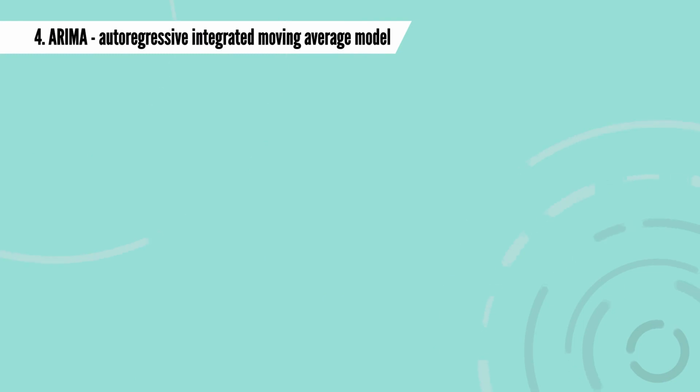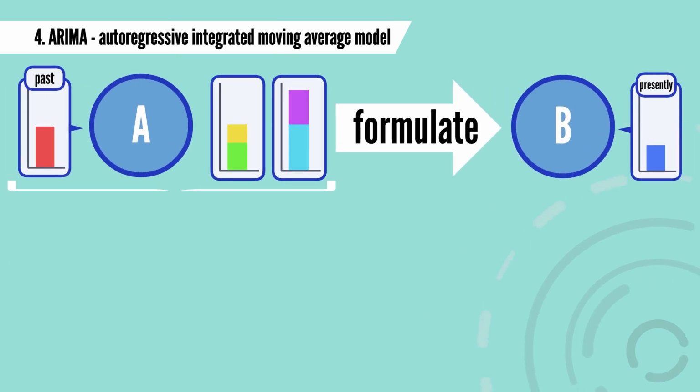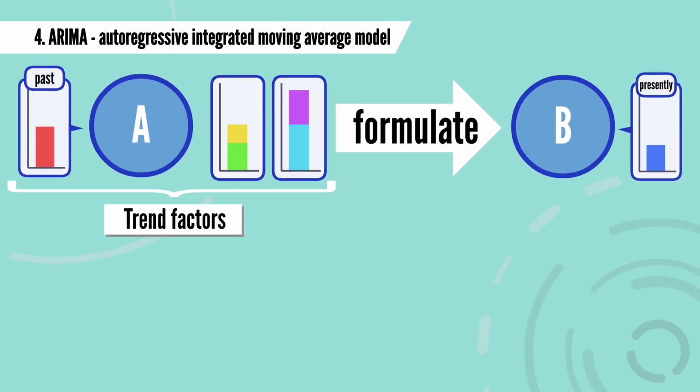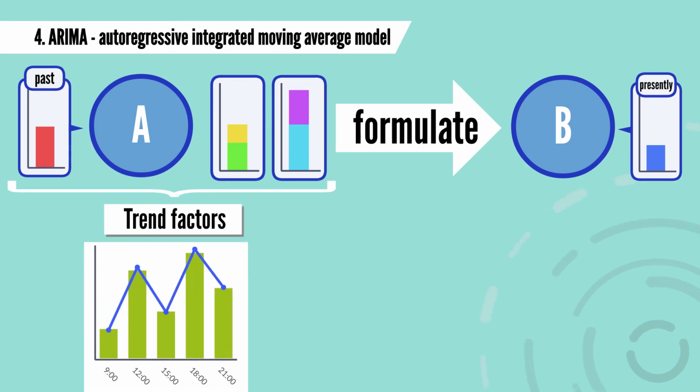4. ARIMA model, or autoregressive integrated moving average model. This model is the ARMA model with trend factors excluded. It assumes that the average value of the time series data changes over time, and incorporates those changes into the model. This model is the ARMA model excluding trend factors in each season.